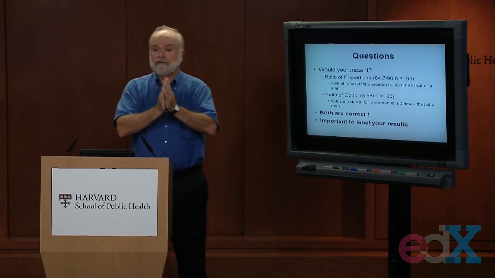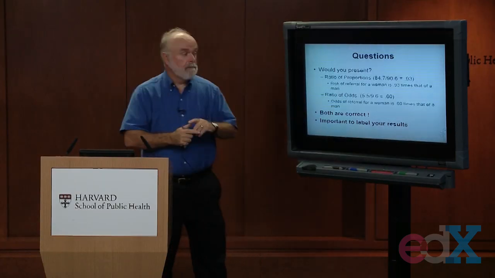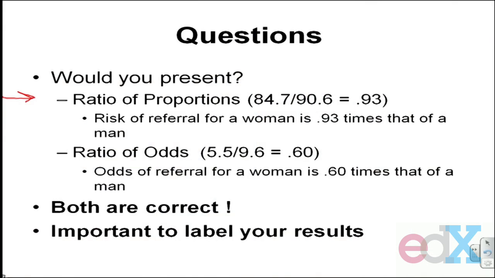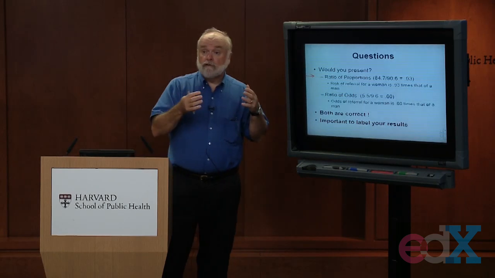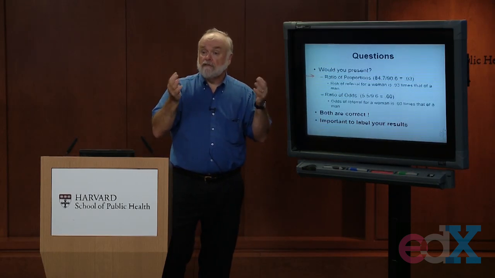So, here are some questions for you. If you were doing this study, which result would you present to describe the relative frequency of being referred to a specialist for a female versus a male, for a woman versus a man? Would you choose to represent your outcome using proportions, where 90% of the men were referred to a specialist versus 84.7% of the women? The ratio of those, 0.93, describes essentially the risk, the chance of being referred to a specialist for a woman divided by the risk, the chance for a male being referred to a specialist. The conclusion you would reach is that the chances of being referred to a specialist for a woman is 93% of that of a male.